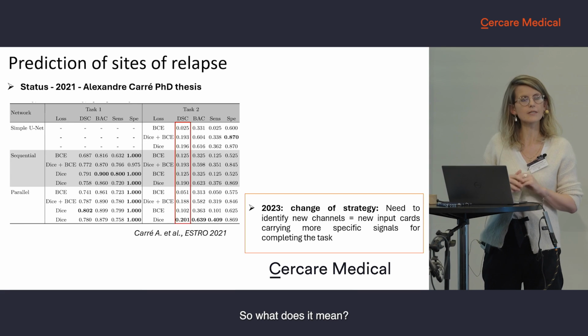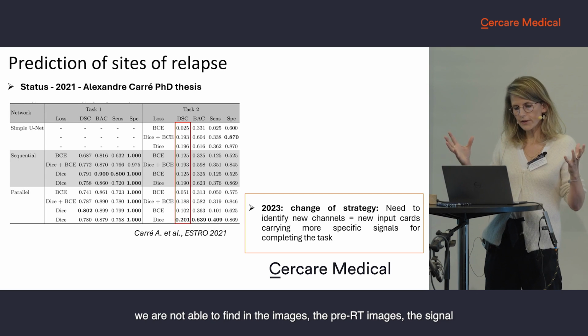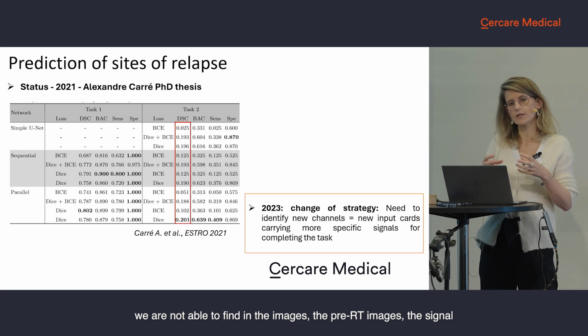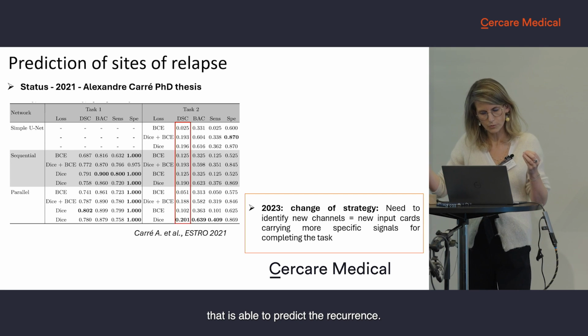So what does it mean? It means that based only on an anatomical conventional MRI, we are not able to find in the pre-RT images the signal that is able to predict the recurrence.